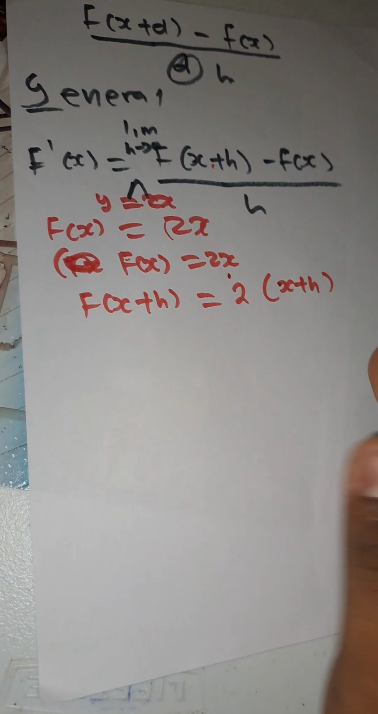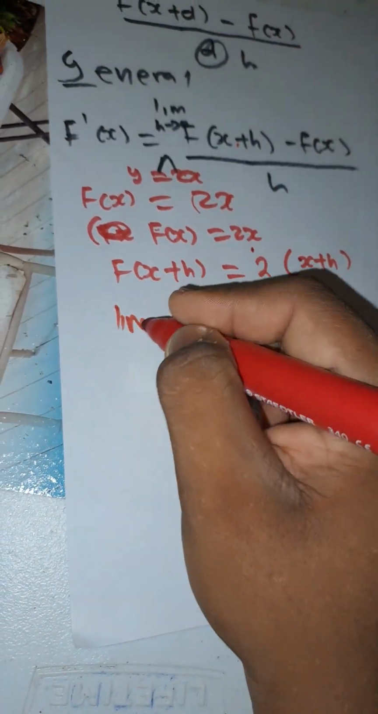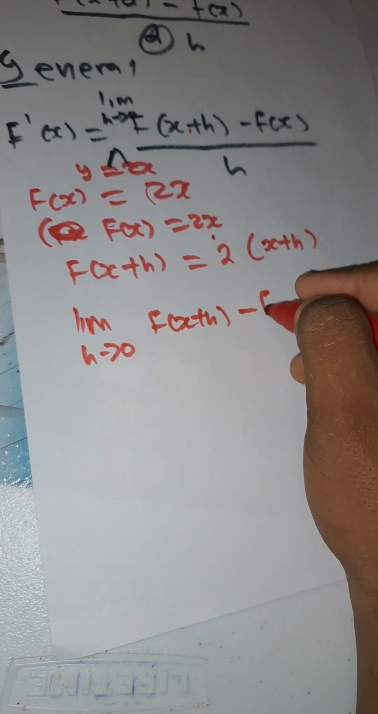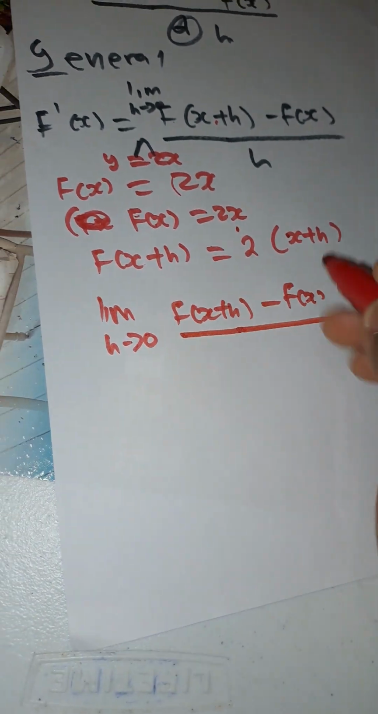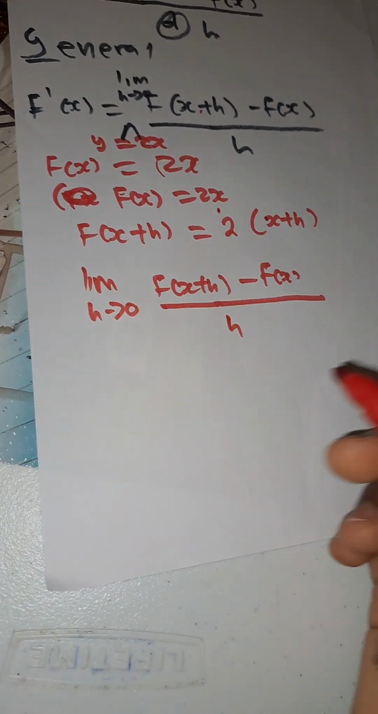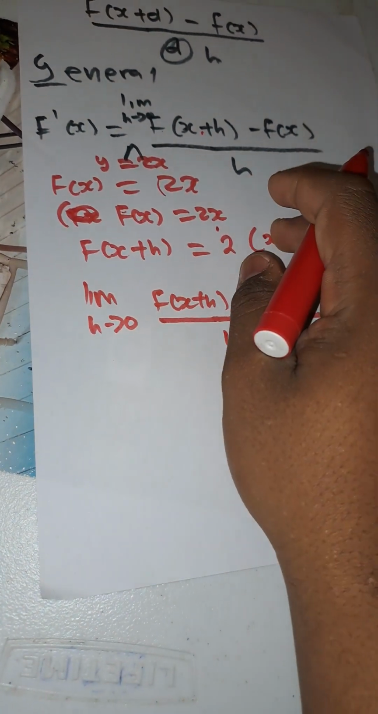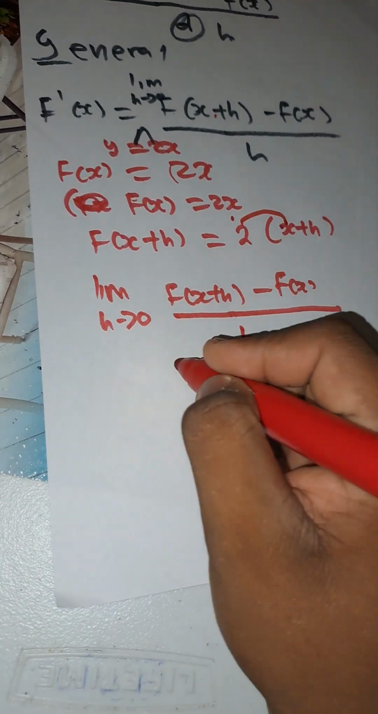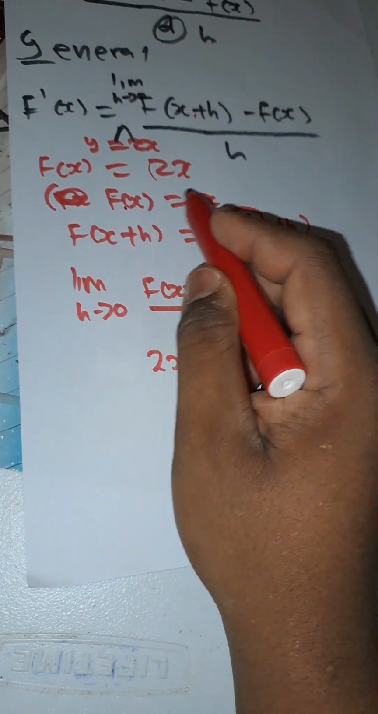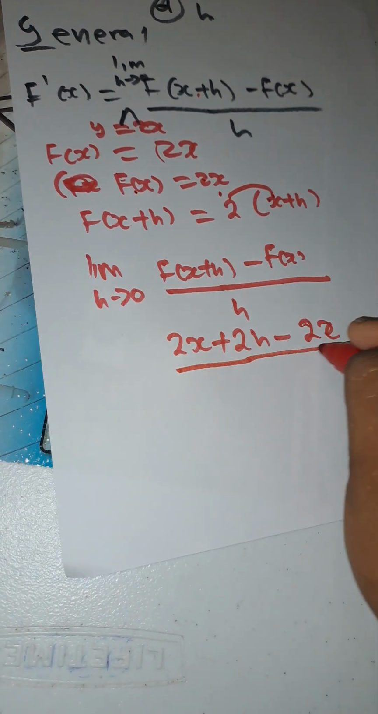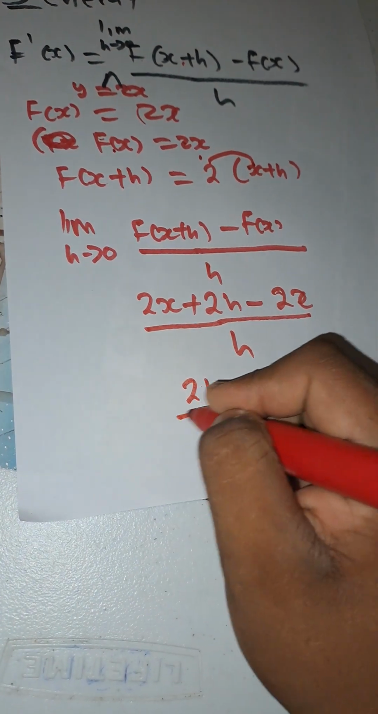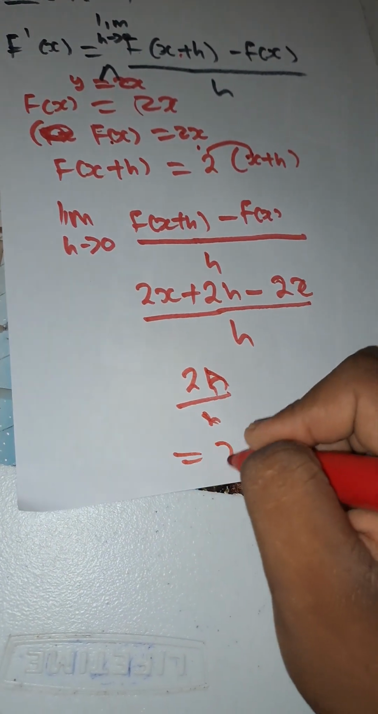So I already have my value, so I'm going to say limit as h approaches 0 of f of x plus h minus f of x, you know, y2 minus y1, over h, in terms of gradient. And what is my f of x plus h? It is 2x plus 2h. So 2 times x is 2x, 2 times h is 2h, minus my f of x, which is 2x, over h. 2x minus 2x is 0, so it is 2h over h. This cancels this, and I got my gradient as 2.